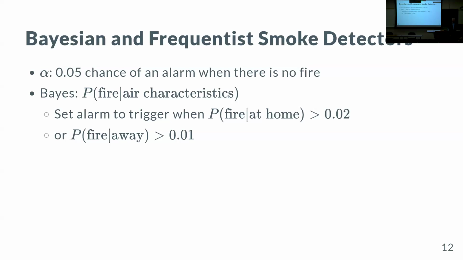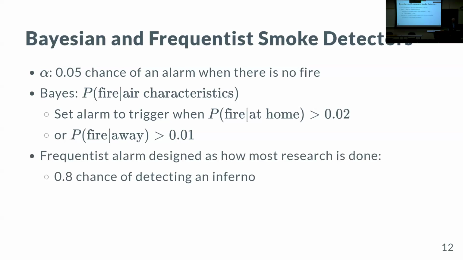And then if we wanted to have rational decision-making, we would set the threshold, and different people would have different thresholds. They should be able to use their thresholds in their home. We'll set the alarm to trigger when the probability of fire when people are at home exceeds 0.02, or when they're away, it exceeds 0.01. So we have different cutoffs because if you're away, you can't check to see if it's a false alarm. You have to take quick action in the absence of people.